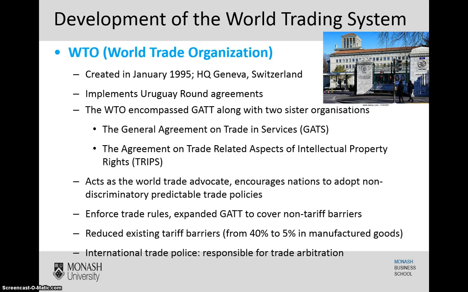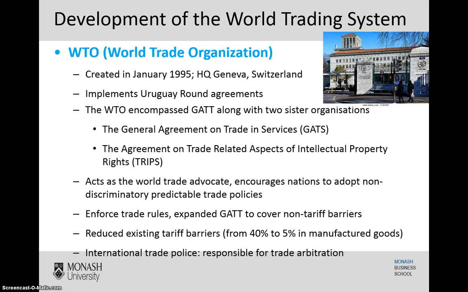We've talked about that a little bit already in the semester. So its role here was to act as the world trade advocate and really encourage nations to adopt non-discriminatory, predictable trade policies. As I say, this was difficult at the time because it flew in the face of what a lot of the pressures were pushing towards around the world. Its role was also to enforce trade rules and extend the GATT to cover those non-tariff barriers which were starting to emerge. It reduced existing tariff barriers from 40% to 5% in manufactured goods, so it did good work there, and also acted as the international trade police and was responsible for trade arbitration.